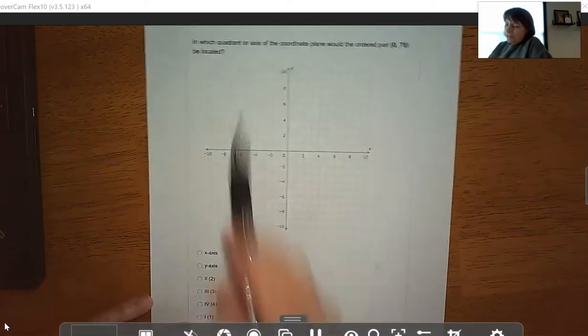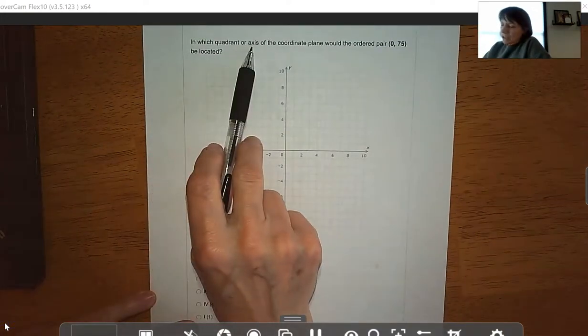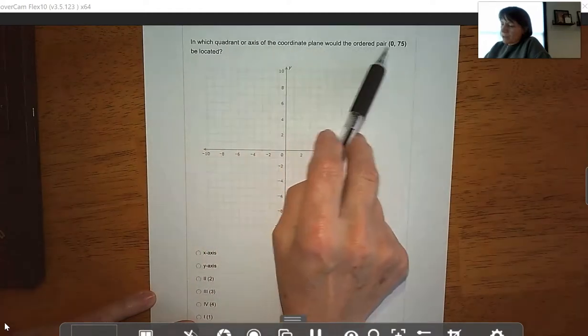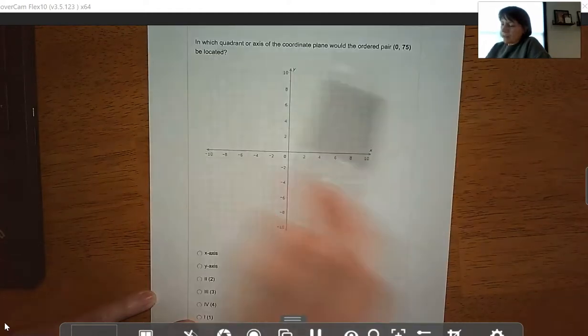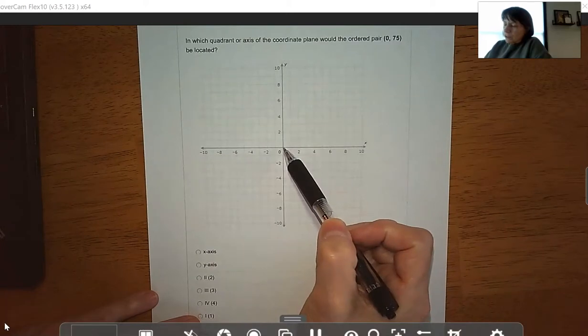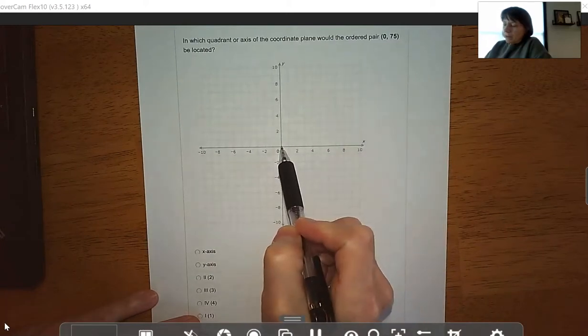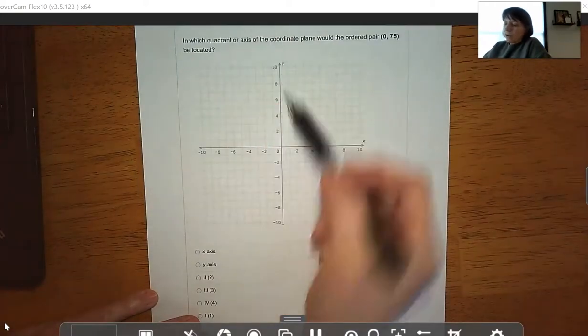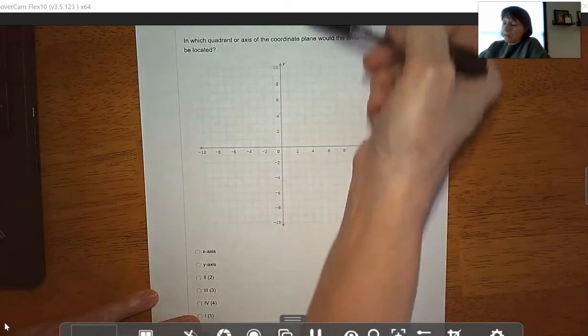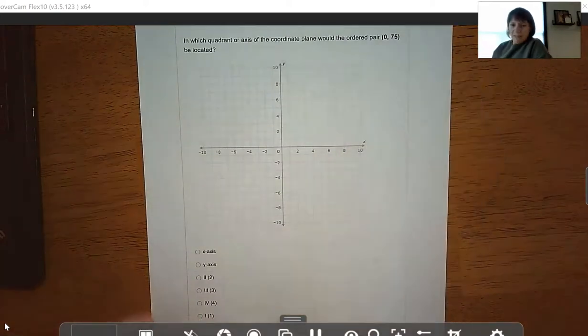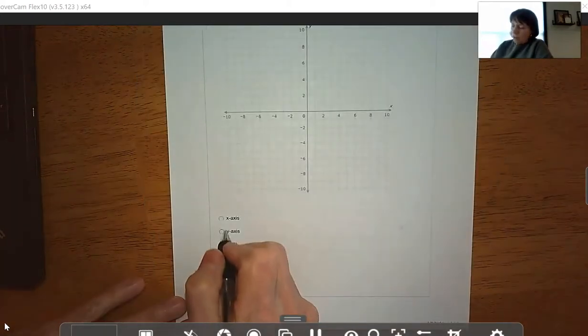All right, last question of this type. In which quadrant or on which axis of the coordinate plane would the ordered pair 0, 75 be located? So if we start at our origin, the ordered pair tells us don't go right or left at all, stay at 0, and then go up 75. So although we can't see 75 on here, we know it would be way up here someplace on the y-axis. And so we'll choose that this would be on the y-axis.